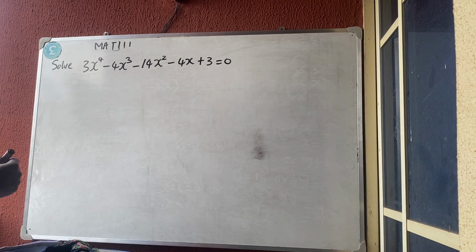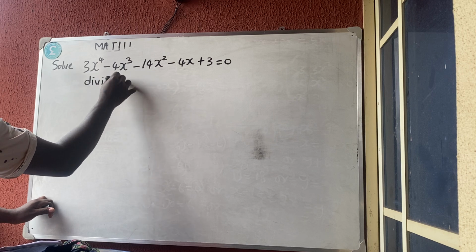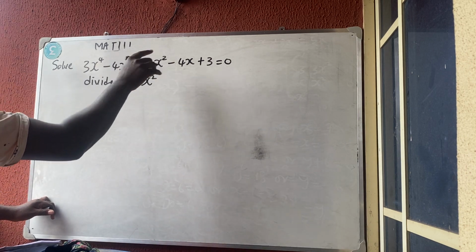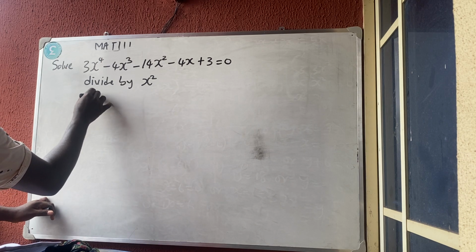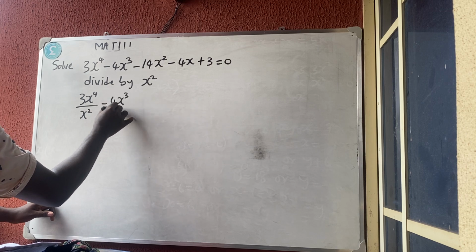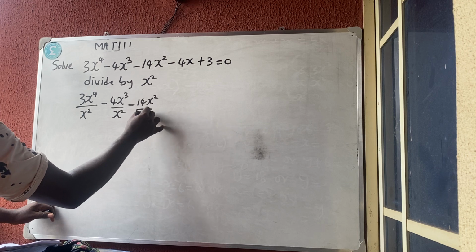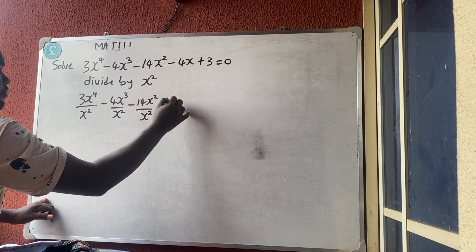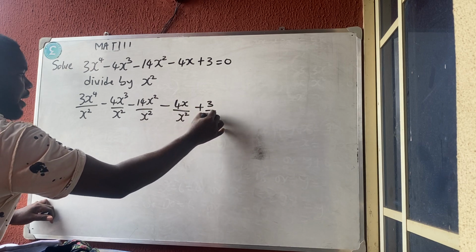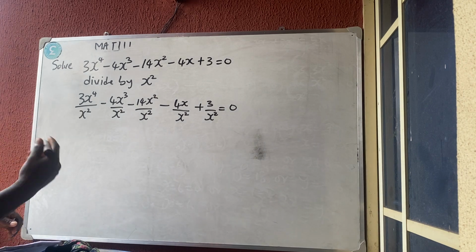So what do we do? The first thing to do is to divide everybody by x squared, because I want to reduce this to quadratic. So let's divide. I'm going to have 3x raised to power 4 divided by x squared, minus 4x raised to power 3 divided by x squared, minus 14x raised to power 2 divided by x squared, minus 4x divided by x squared, plus 3 divided by x squared is equal to 0, because 0 divided by x squared is still 0.